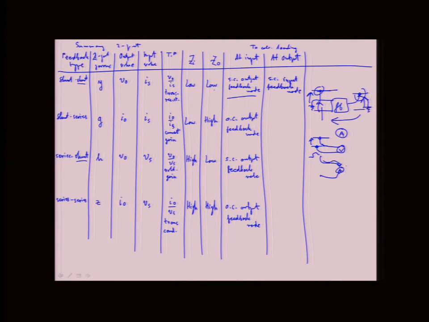Okay, so in this other case, we have, again, shunt at the input. So what are we going to do to that input node? Short it, that's right.